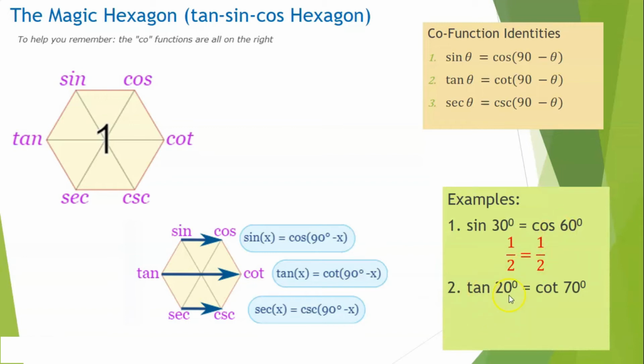Another, tangent 20 is equivalent to cotangent 70 degrees. Tangent, cotangent. 20 plus 70 is 90 degrees, in which if you will get its value, you will end up with this one.